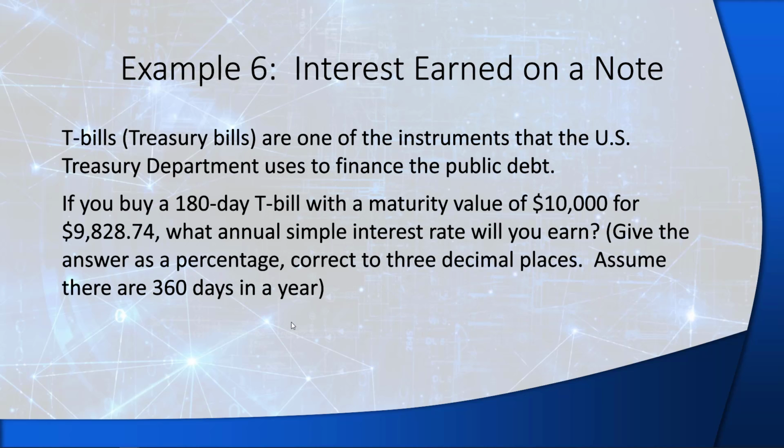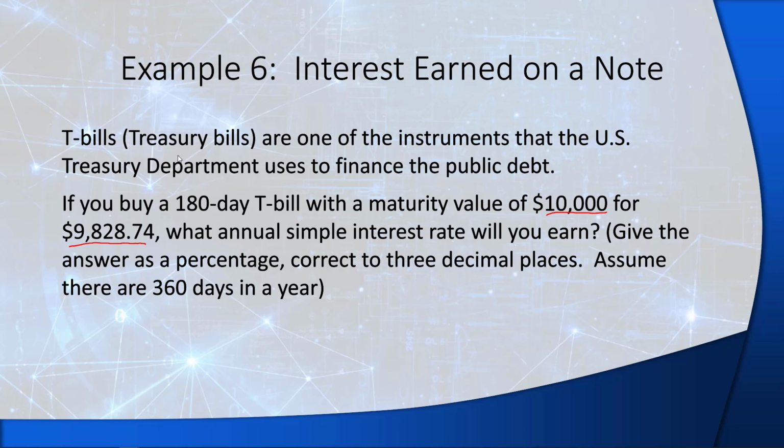And here is our next example, which is actually similar to your homework example. Now here we have Treasury bills, and this is one of the instruments that the United States Treasury Department uses to finance their debt. And in this particular case, we are going to buy a treasury bill for $9,828.74, and it will mature to a value of $10,000 in 180 days. So we're going to buy it right now, and then at the end of 180 days, we're going to return it to the government, and they are going to give us $10,000. And the question is, how much simple interest is associated with that?